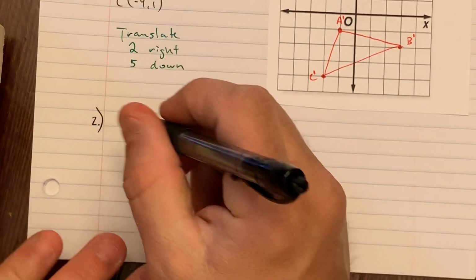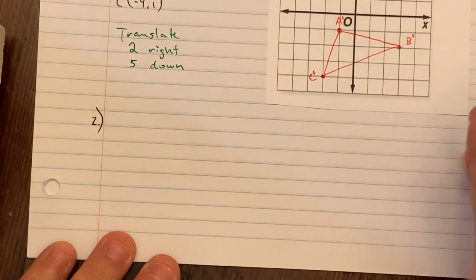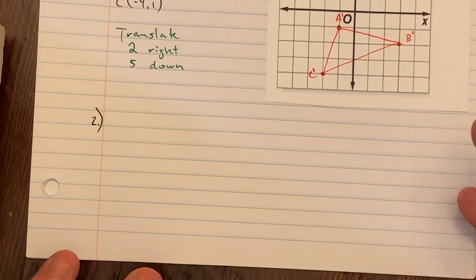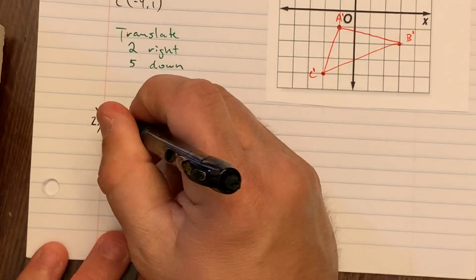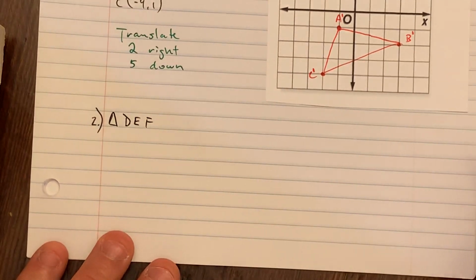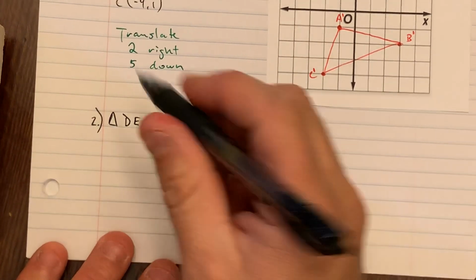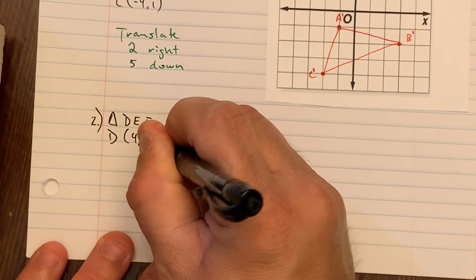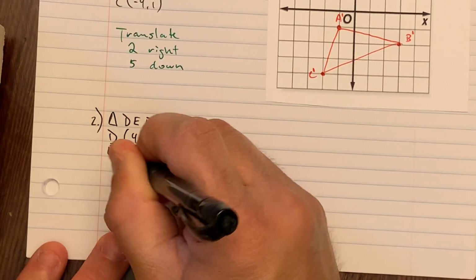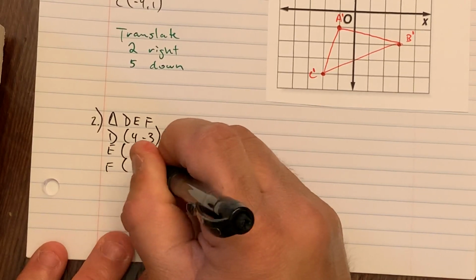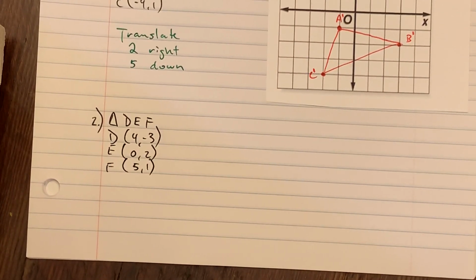So let's do something we call translation notation, so I don't have to have a graph to be able to complete it. We have triangle DEF. Let's say D is at 4, -3, E is at 0, 2, and F is at 5, 1.